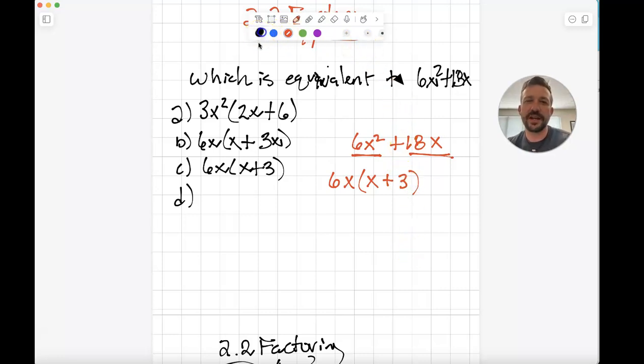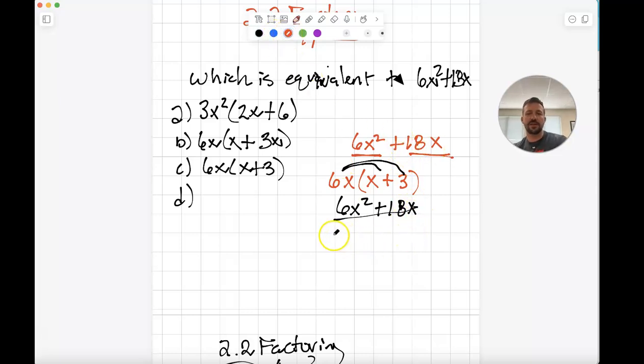Let's check if I factored this right. The way you check it is you distribute. 6x times x is 6x squared. 6x times 3 is 18x. And that's the same thing, so we factored that correctly.